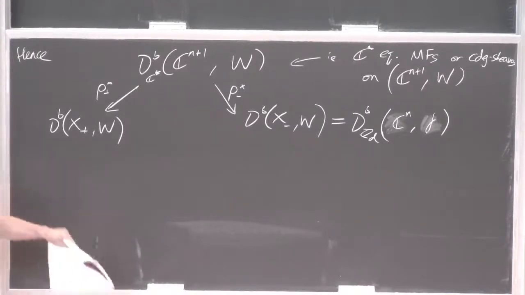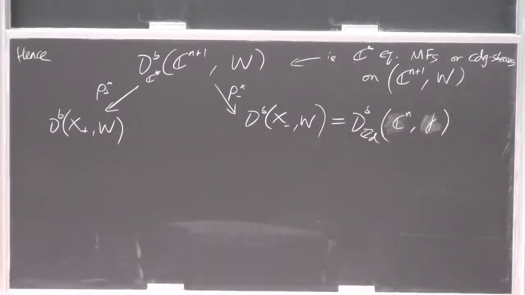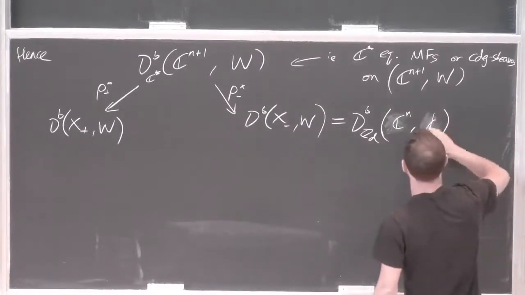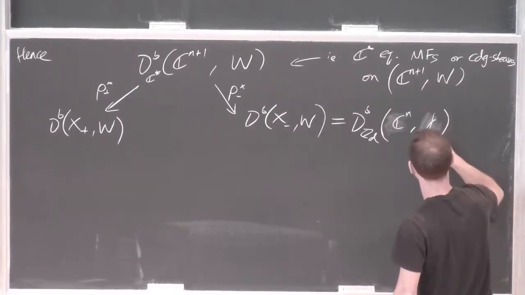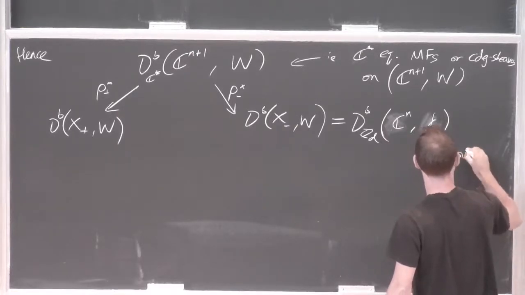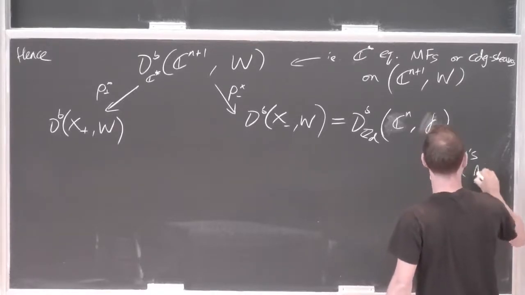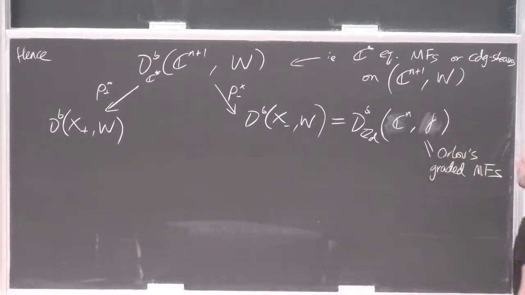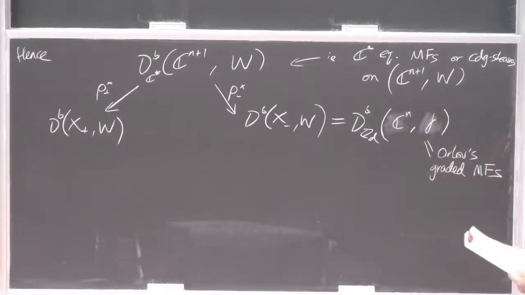This guy, by the way, as Nick explained, is Orlov's category of graded matrix factorizations. Right? When you look at it properly, it's defined on this orbifold, which is not a point of view that you'll see in Orlov's paper, really, but it has since become apparent. I mean, maybe none of you have read Orlov's paper, so you don't care. But okay, so this is in some sense the traditional notion of matrix factorizations.